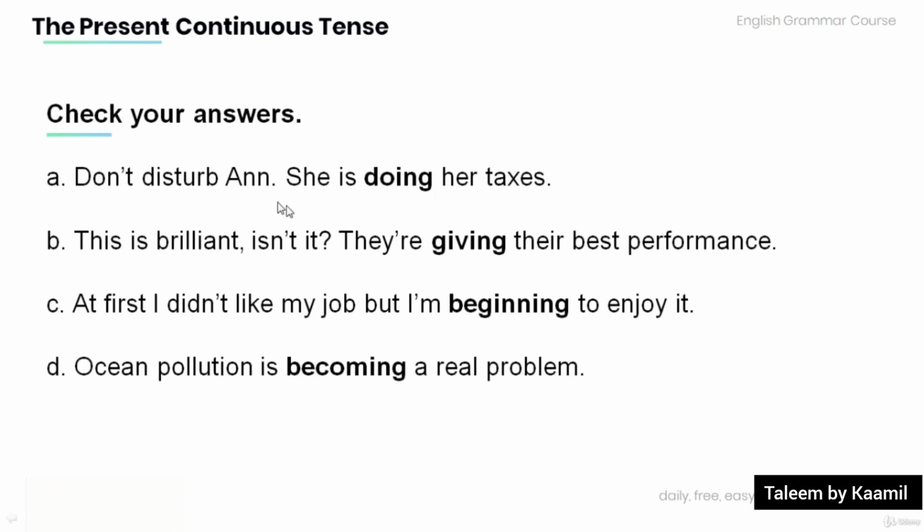Don't disturb Anne. She is doing her taxes. This is brilliant, isn't it? They're giving their best performance. At first, I didn't like my job, but I'm beginning to enjoy it. Ocean pollution is becoming a real problem.